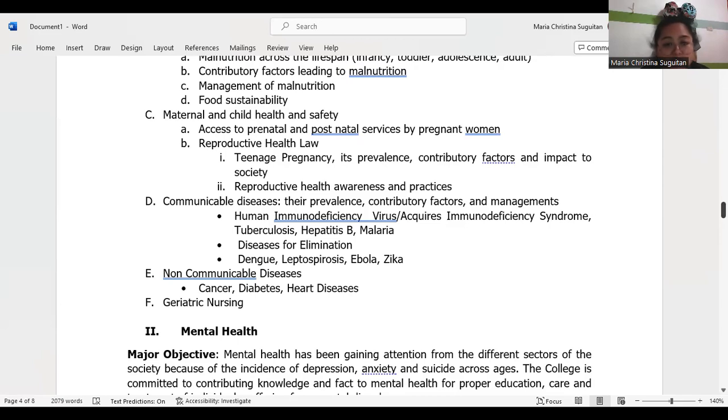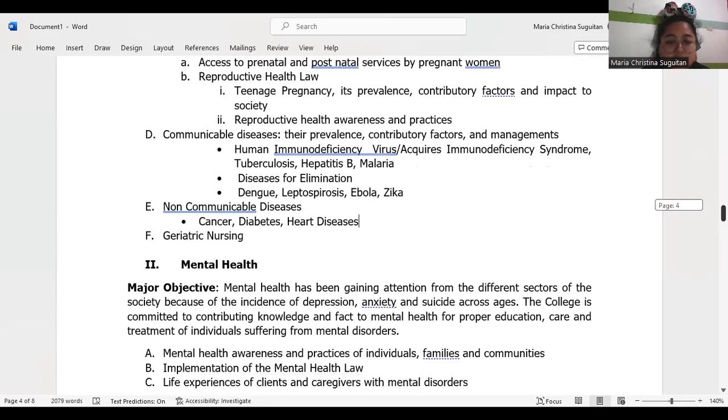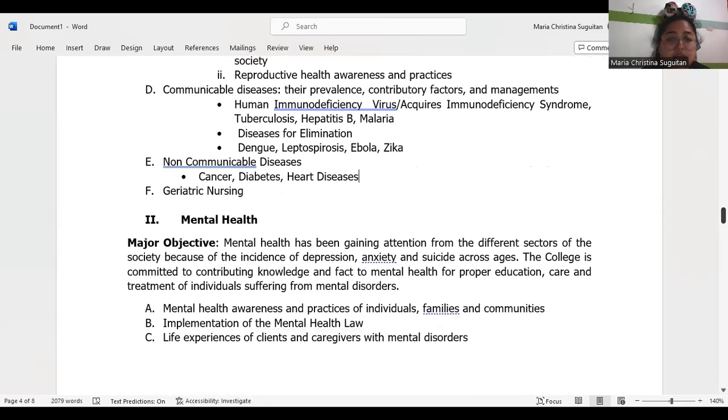How about in non-communicable disease, di ba? Very common in community, cancer, diabetes, heart disease, the hypertension. Okay, and then we also have the last, geriatric nursing. Okay, care for older adults or the elderly.